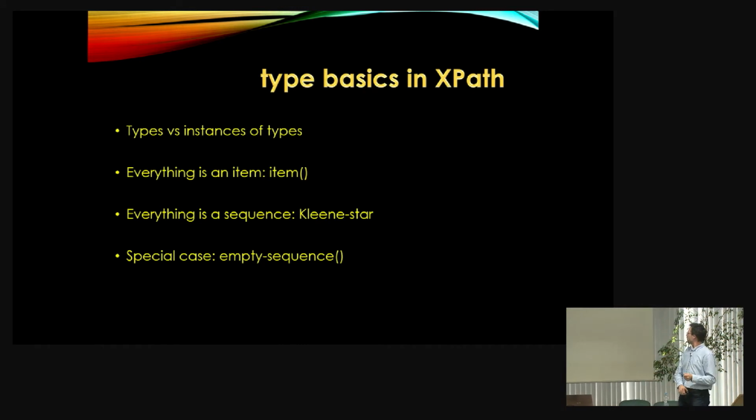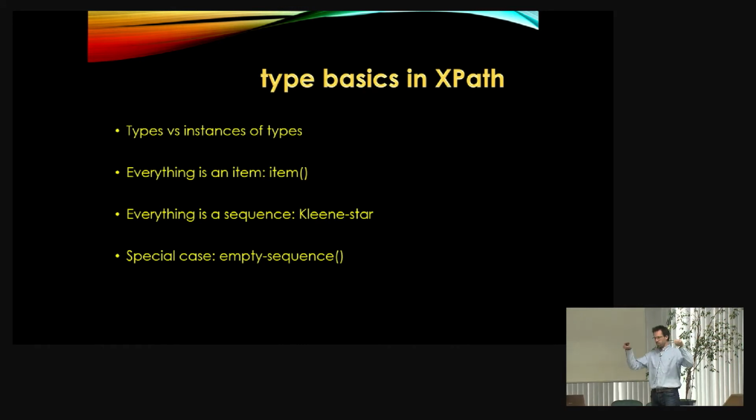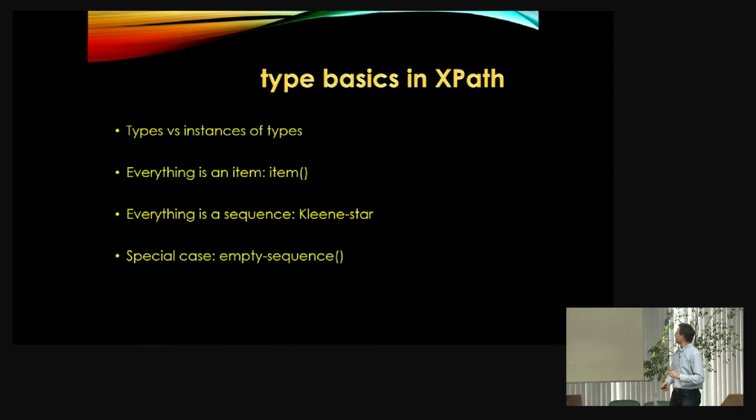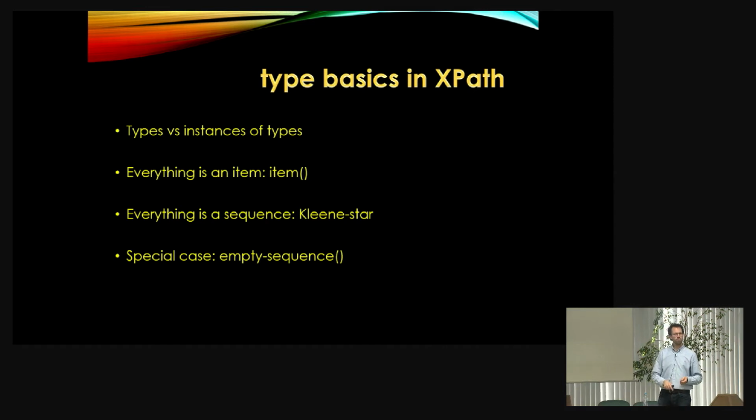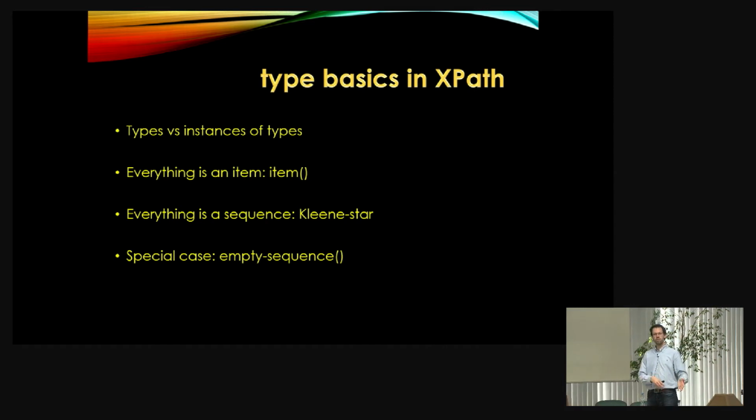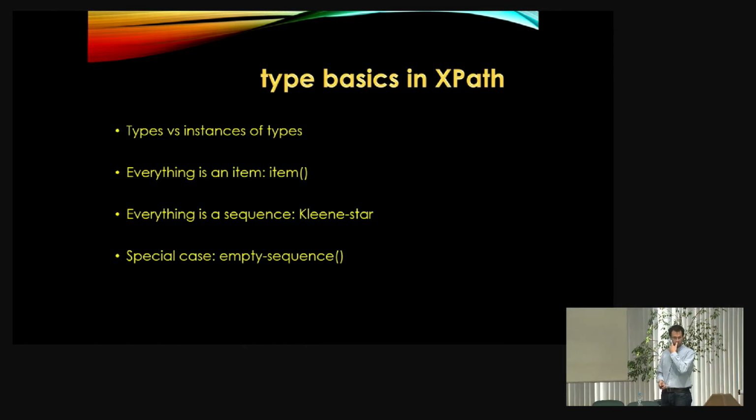So everything is an item. Item is on the top of the hierarchy of types. Everything is a sequence. I'm sure some people have seen the little star that you sometimes put behind your type, saying, I expect zero or a lot. This star was once invented also in type theory and set theory by Kleene. And there's a special case, empty sequence. This is actually accepted as a sequence type.